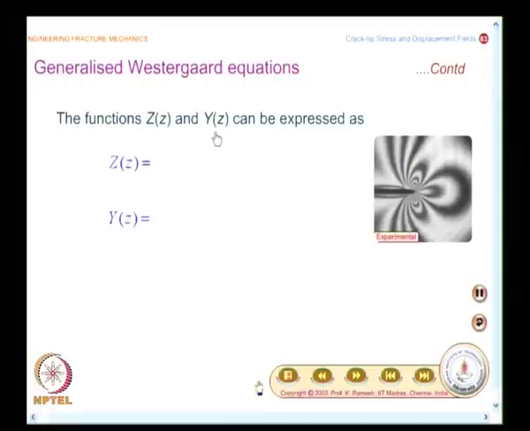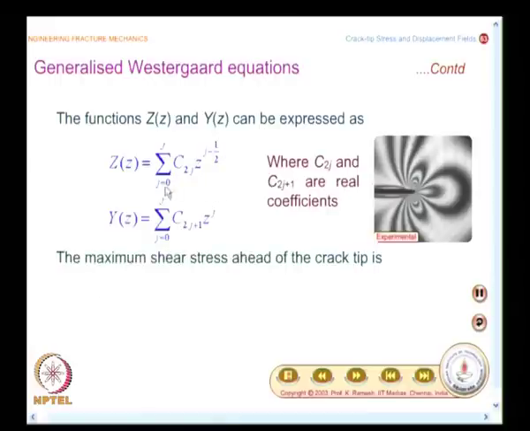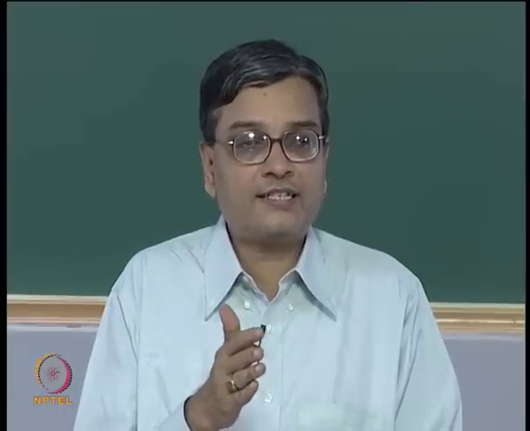The capital Z and capital Y are taken as series, polynomial series. I have capital Z as sigma j equal to 0 to capital J, C 2 j z power j minus half. And this is very similar to, if you look at the first term, it is nothing but your singular solution. You will have z power minus half, that is the root singularity embedded in this, and you have higher order terms. If you look at the modification by Tada, Paris and Irwin, this will be very similar to that, not exactly the same, but very similar.